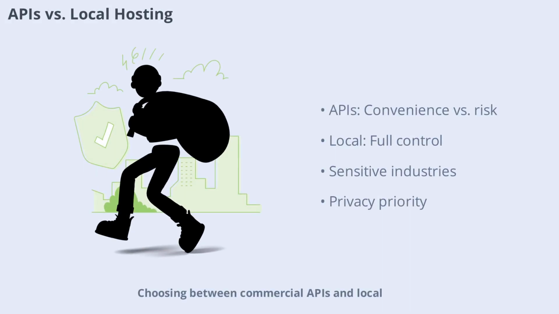Choosing between commercial APIs and local hosting depends on your privacy needs. APIs are convenient but may pose compliance risks as data leaves your network. Local hosting offers full control and maximum privacy, making it ideal for sensitive or regulated industries.